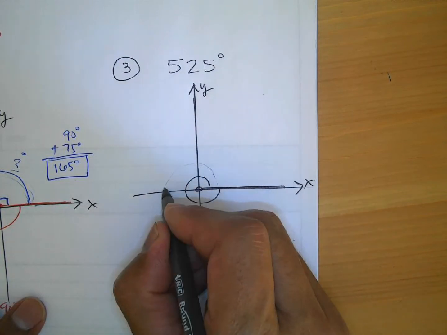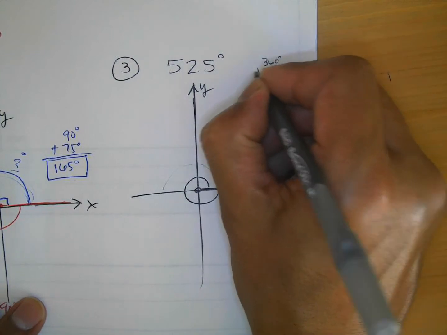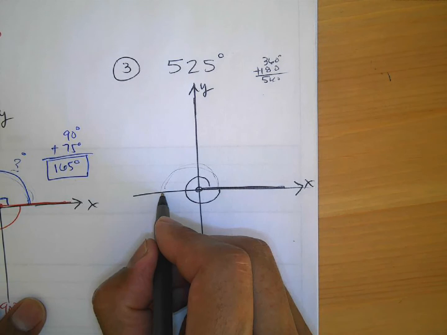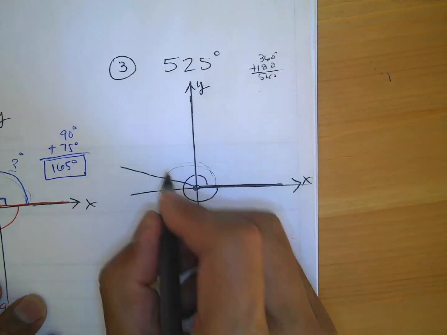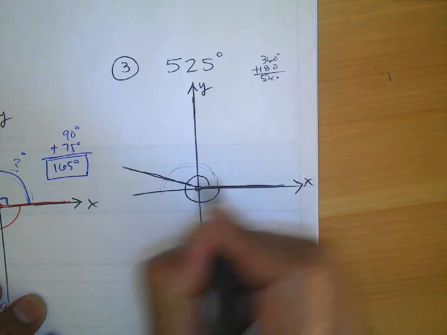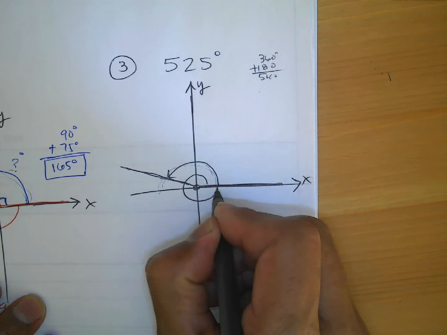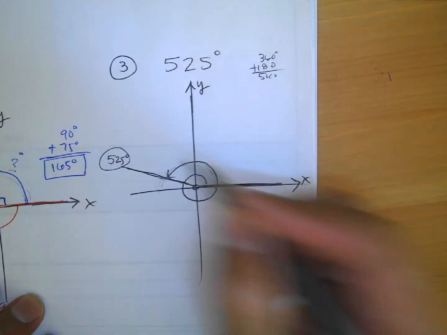360 plus another 180 is 540. That's too much. I know it's not going to be past this way, so I'm going to back up 15 degrees. Here it is. Here's 525. It went around 360 plus more, right? This is 525. Let me tell you how I got that.